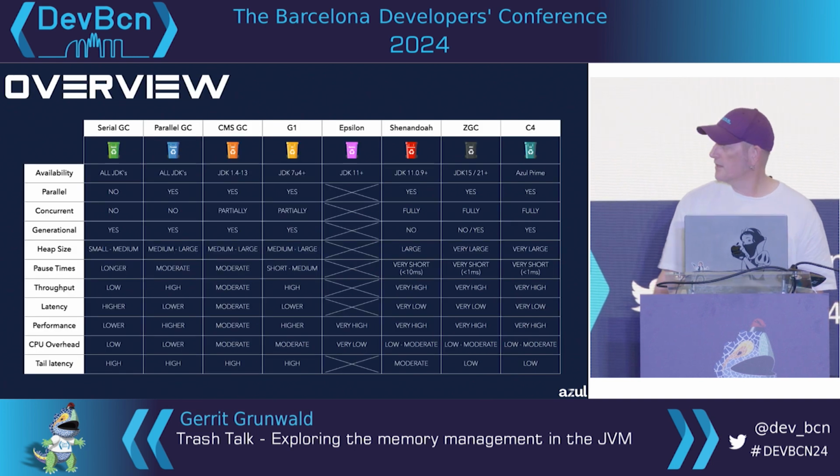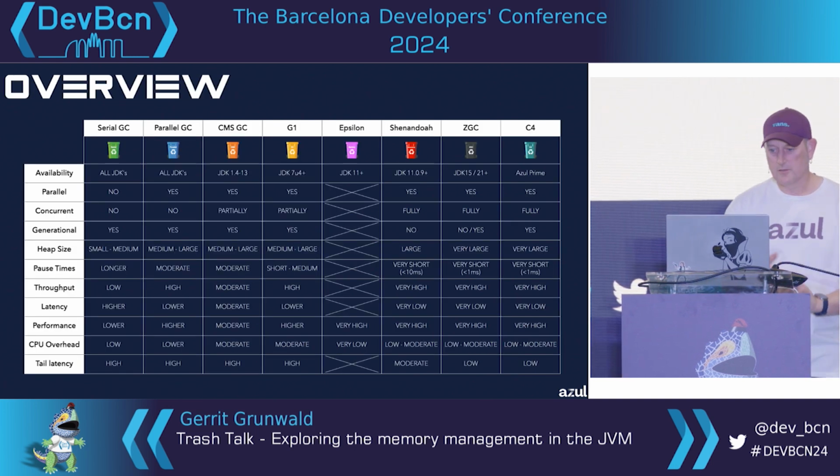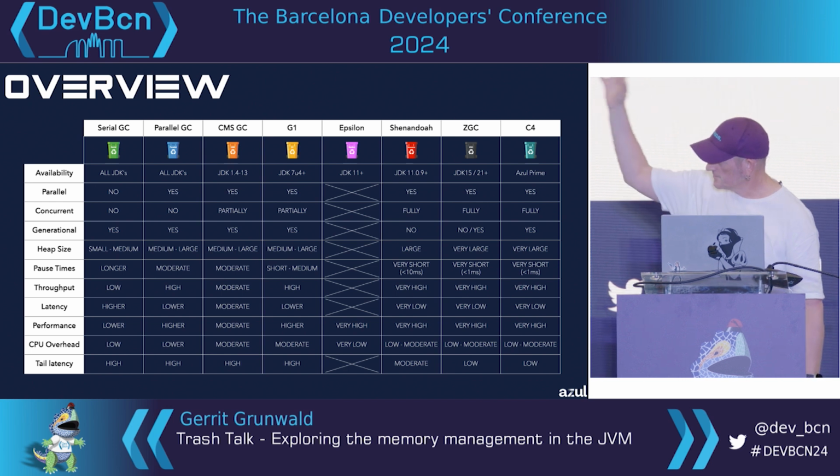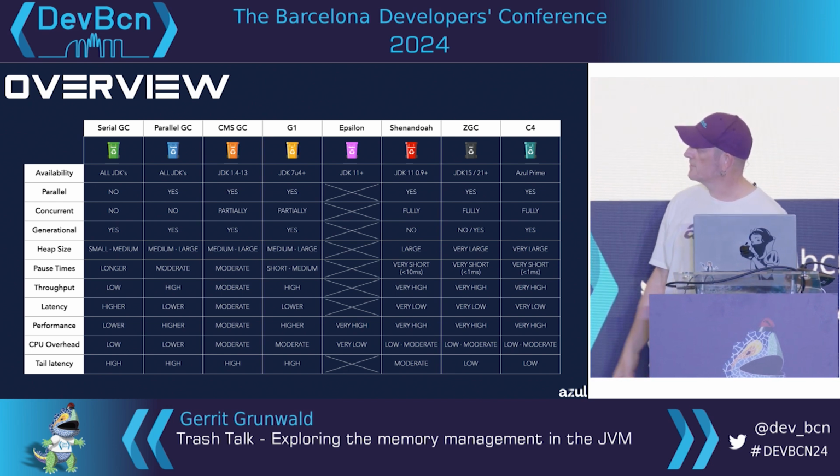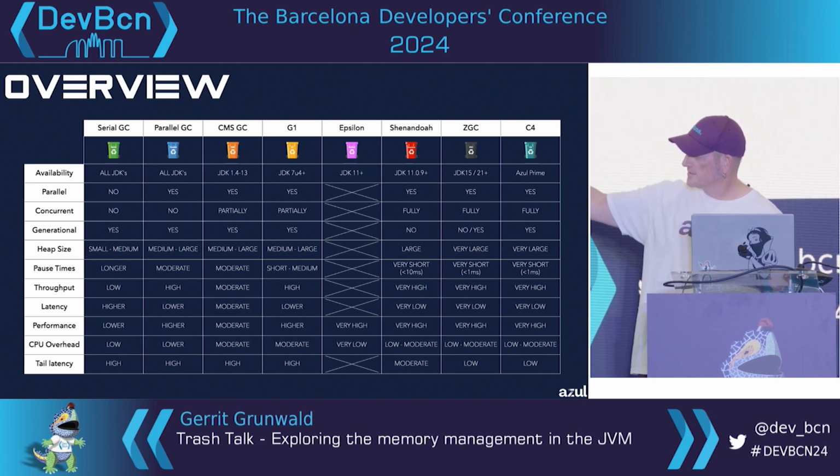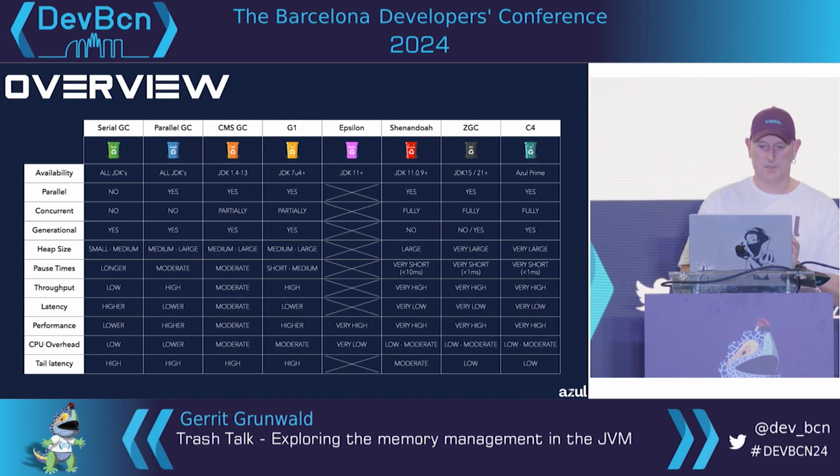And this is the time to take a picture. This is an overview about all the different garbage collectors that we have, with their throughput, latency, performance, CPU overhead, and so on and so on.